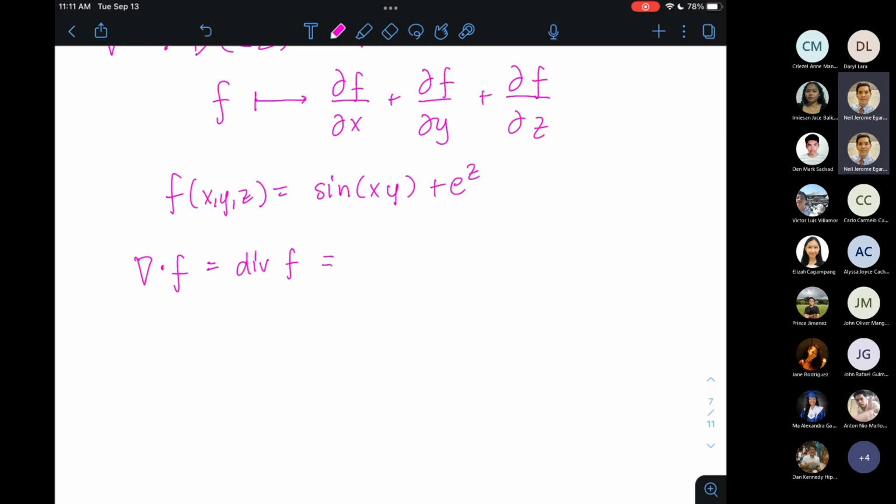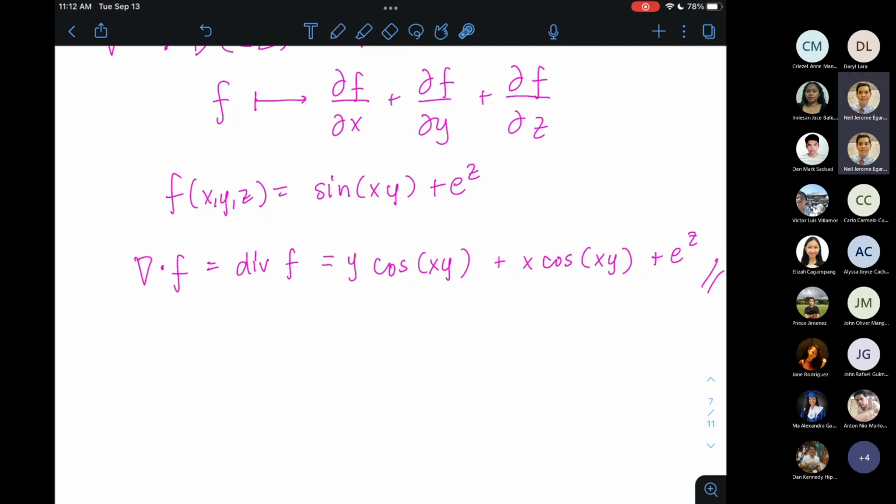In this case, that will be cosine of xy times y, right? Plus x cosine xy plus e to the z. Hindi ba raised xy? To z. Oo, cosine. Tama ba? May kulang na z? Kulang ng z? Hindi ba kulang ng z? Tama ba to?